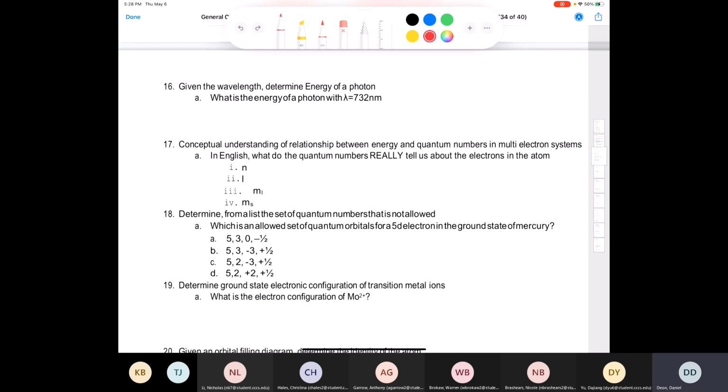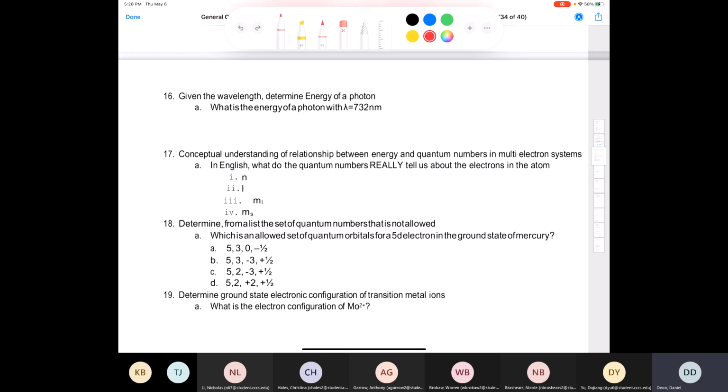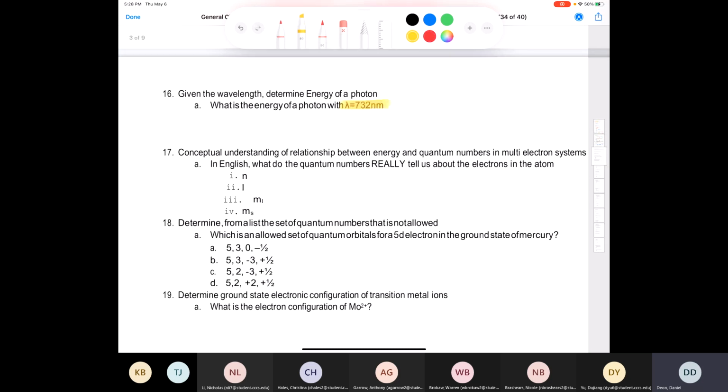All right. There we go. So it says, what's the energy of this photon? Well, what are some formulas that you would need here to calculate the energy of a photon when you're given wavelength, right? Lambda represents wavelength.